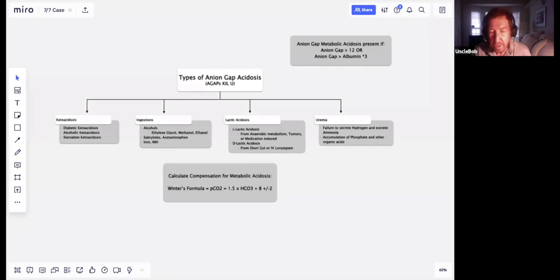And then we did go over the Winter's formula for compensation in metabolic acidosis, and that was useful in sorting out last week's case, and I'm sure it'll be useful in a future case.